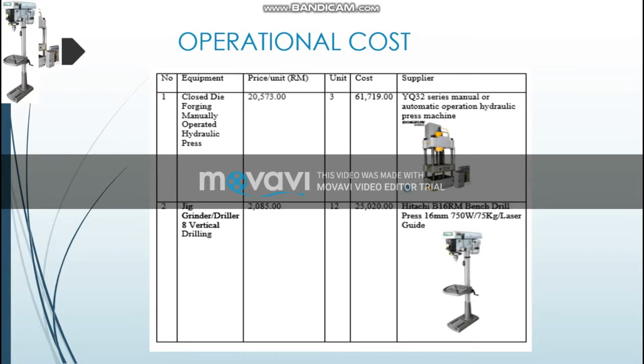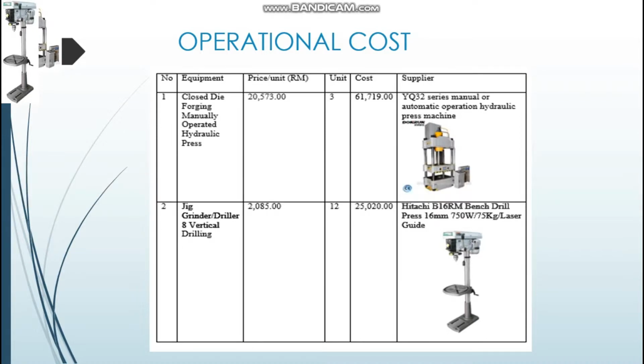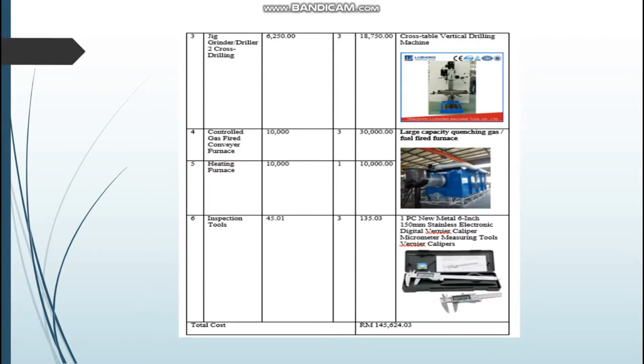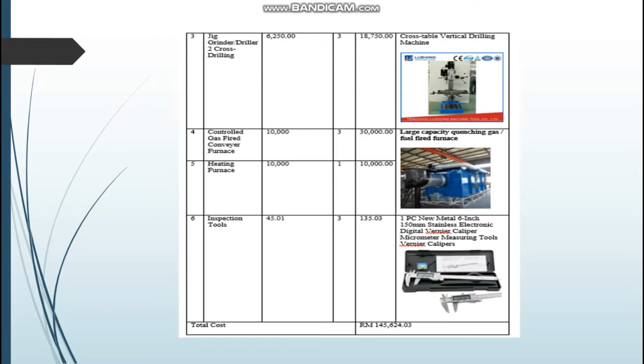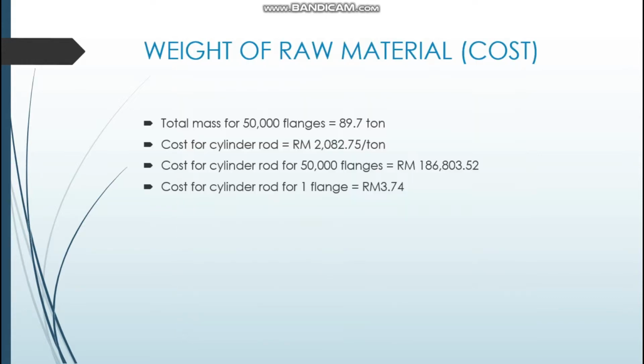Next is operational cost. They consist of 6 equipment. First, closed die forging manually operated hydraulic press. Second is jig grinder, driller, vertical drilling. The third, jig grinder, driller, cross drilling. Fourth is controlled atmosphere conveyor furnace. And fifth, heating furnace and seat inspection tool. The total cost is RM145,624 ringgit.